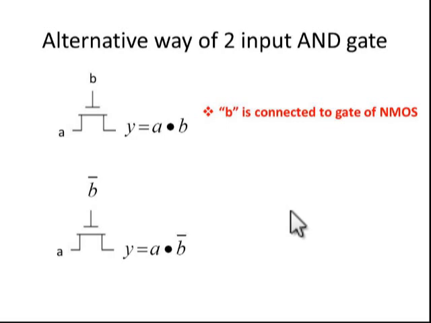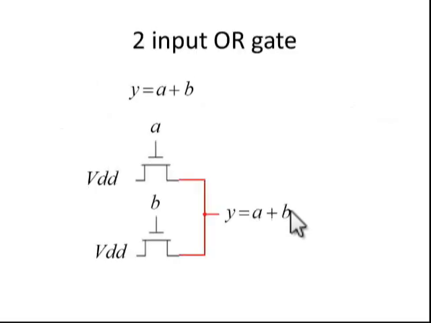Next, we will see how to design an OR gate using the pass transistor logic. So now this is a circuit for a two input OR gate. Here the input of the first transistor is A, and the input of the second transistor is B, and the outputs are tied together here, so this will give the OR operation. Because these two are in parallel, it gives A plus B.